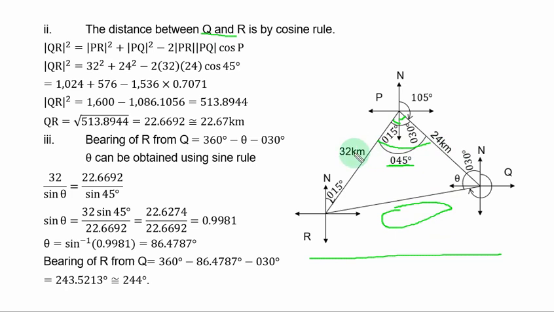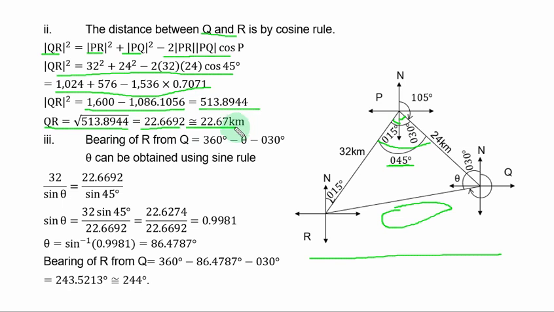It must be cosine rule, where you have QR squared equal to PR squared plus PQ squared minus 2 times PR times PQ times cos P. You have it in this form after replacing the various parts with what they stand for. After simplification, you have this result and this result. After subtraction, you have this. To get QR, you need to take the square root of both sides, and you have 22.6692, approximately 22.67 kilometers to 2 decimal places.